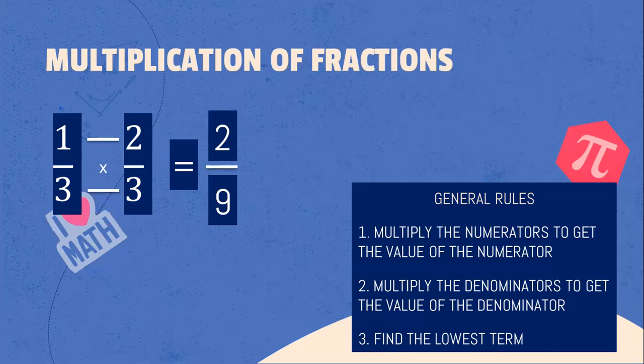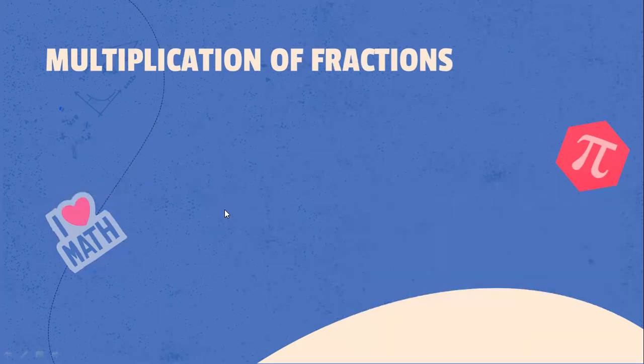Let's try to review first. The first step is multiply the numerator by the numerator. 1 multiplied by 2, that is 2. 3 multiplied by 3, that is 9. As simple as that. Let's have another example.